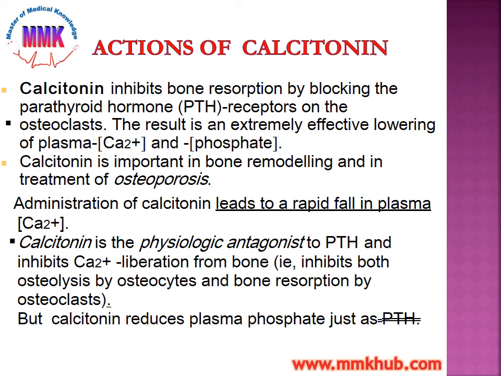Administration of calcitonin leads to a rapid fall in the plasma calcium levels. Calcitonin is a physiologic antagonist to the parathyroid hormone and it inhibits calcium liberation from the bone. But calcitonin reduces the plasma phosphate levels just as the parathyroid hormone does.